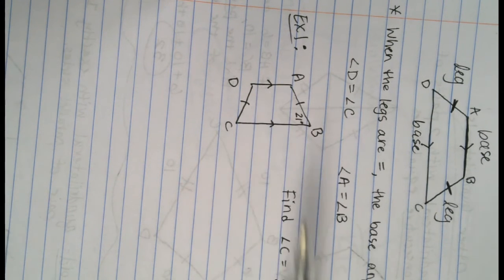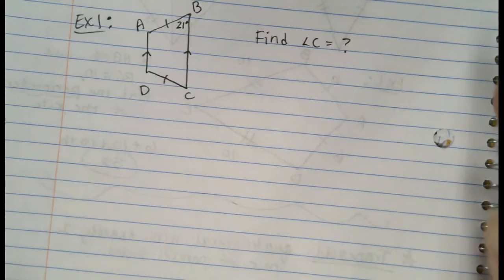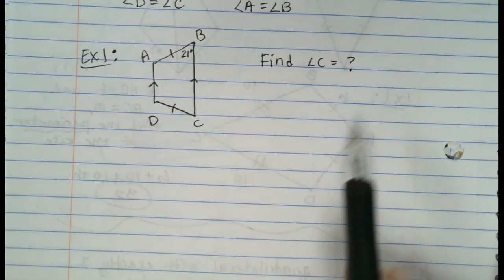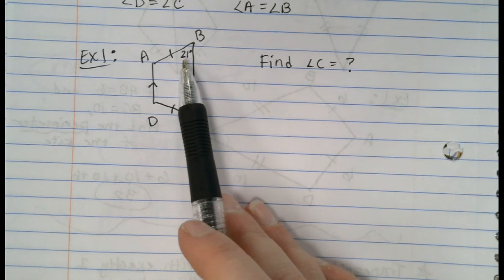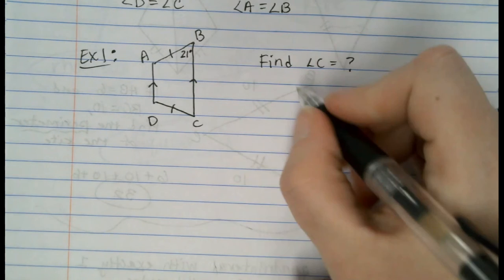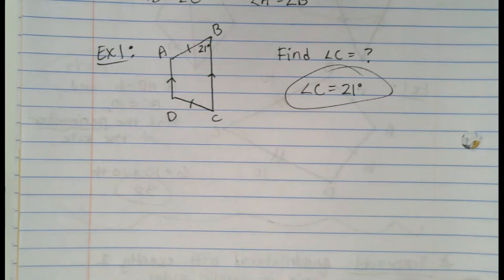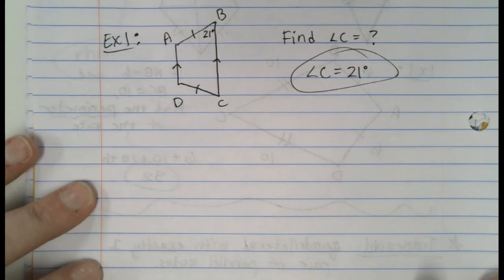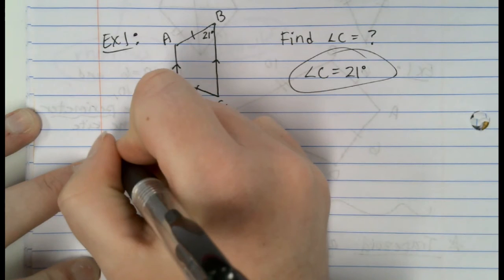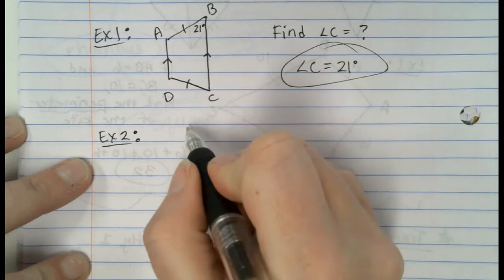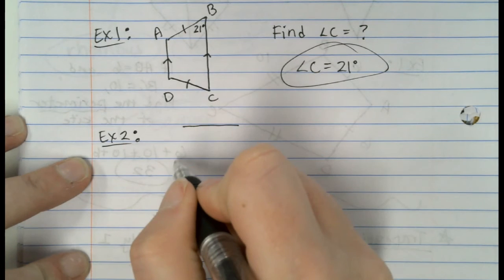So if I turn it back sideways, angle B is equal to which one? C. So if it says find angle C, very easy. If B is 21 degrees, then so is C. All right, let's do one more of those. I'm going to draw this one normal.